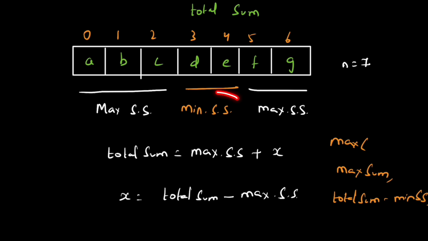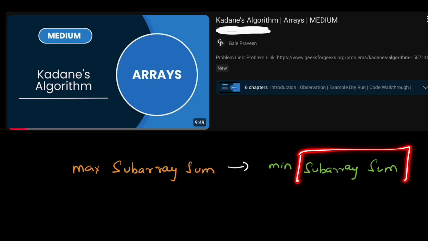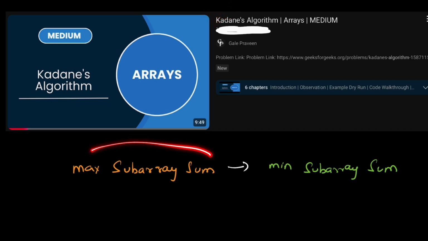Now how to find the minimum subarray sum is the new problem. Whenever you hear about subarray sum, you can directly think of using Kadane's algorithm, because Kadane's algorithm is used to find the maximum subarray sum, right? But here we need to find the minimum subarray sum. So we'll take the Kadane's algorithm logic and modify it a bit to find the minimum subarray sum, right? So if you know Kadane's algorithm well, well and good.